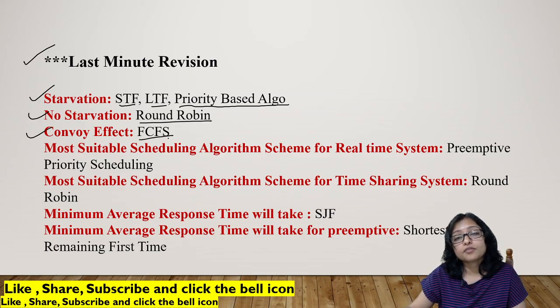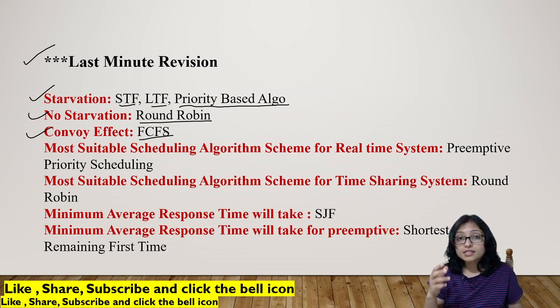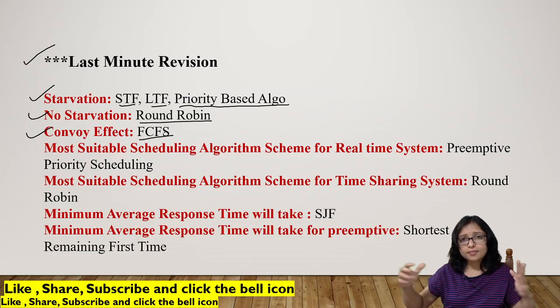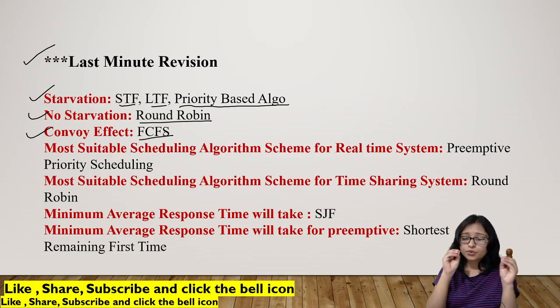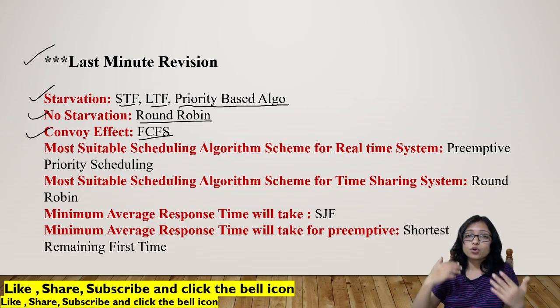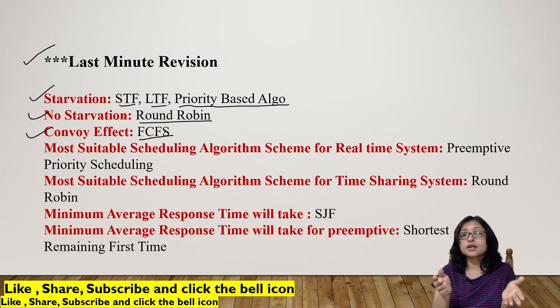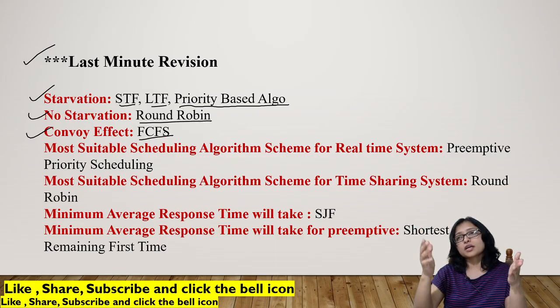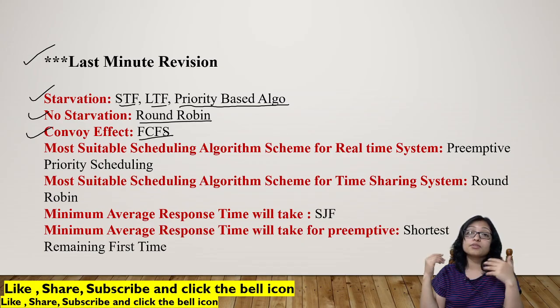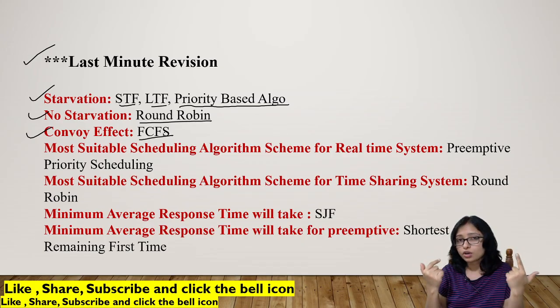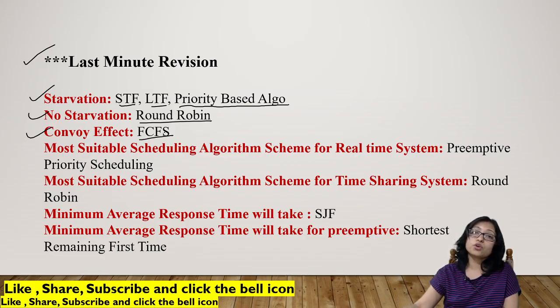Convoy effect is in FCFS. Convoy means first come first serve. So if a big process comes first, and I want a very small amount of time, but because of this convoy I am not able to go. Just like when the Prime Minister is coming, because of the Prime Minister's convoy we are waiting on the road. If we have to go to office, then also we are not able to go. Maybe the office is a very short distance, that also we are not able to go. That is called the convoy effect.